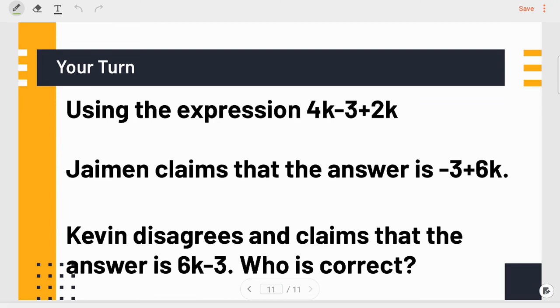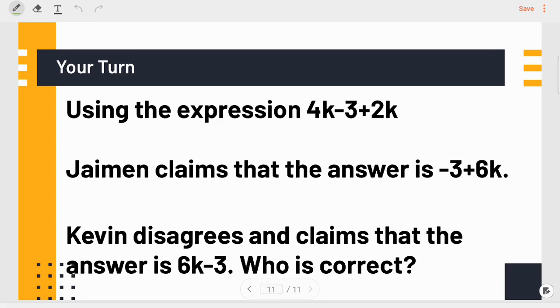All right. Now this is a little bit of a thinker. So if I was to use that expression that we just talked about, Jamin claims that the answer is -3 plus 6k. Kevin disagrees and claims that the answer is 6k minus 3. Who is correct? Take a second and answer that question. Who do you think is correct? When you're ready for the answer, press play.